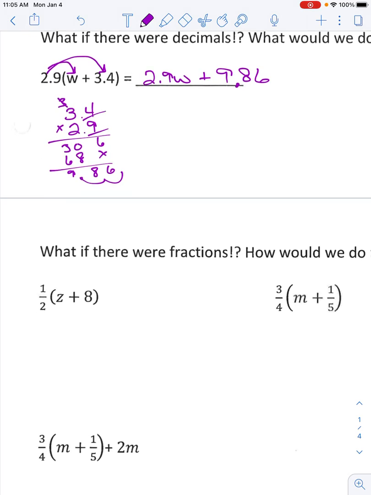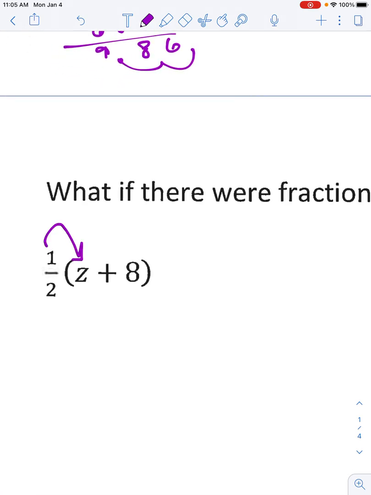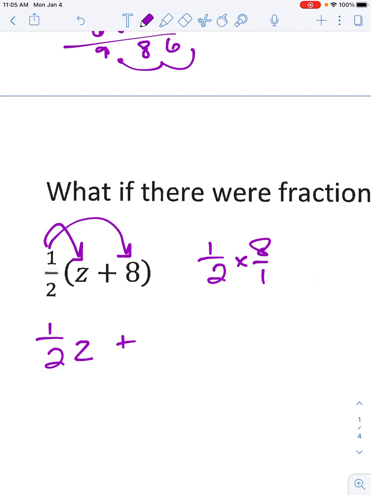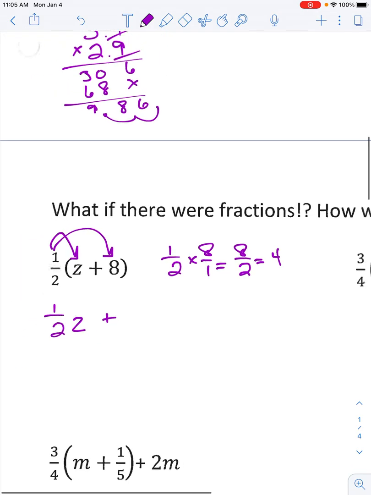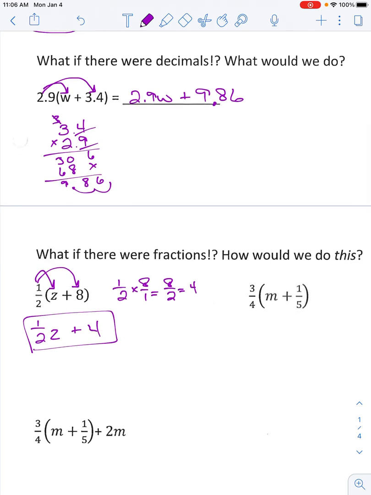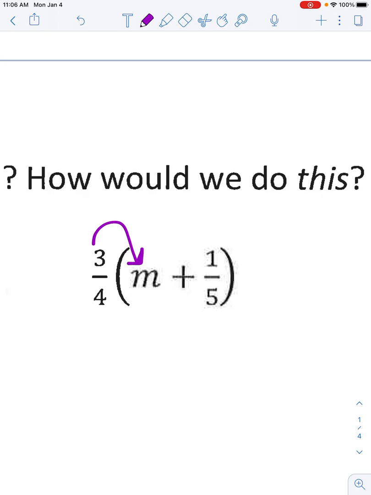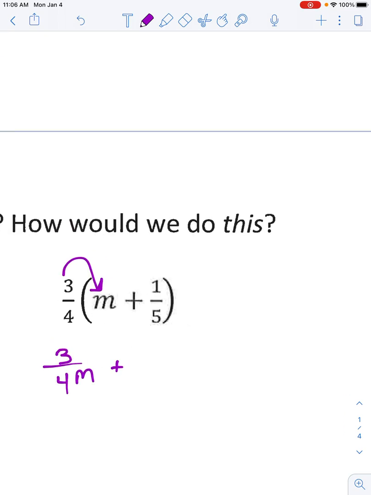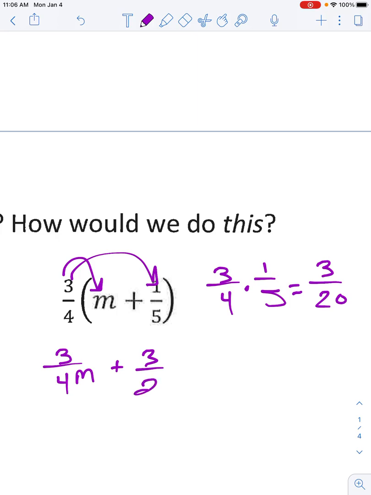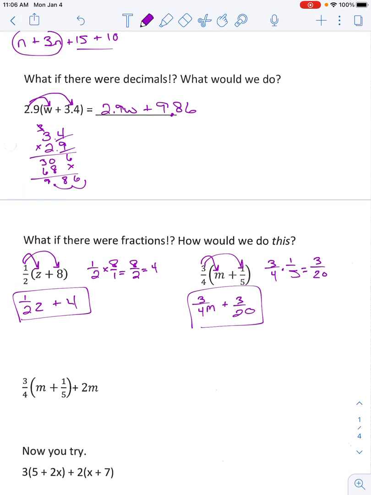What if there are fractions? Same thing, no different. 1/2 times z is 1/2 z. 1/2 times 8. Remember, if you have a fraction times a whole number, put that whole number over 1. And then we multiply straight across. 8 divided by 2 gives me 4. So I have 1/2 z plus 4. Okay. Over here, 3/4 m, or 3/4 times m is just 3/4 m. And then 3/4 times 1/5. Again, multiply straight across, and we'll get 3/20. So I have 3/4 m plus 3/20.